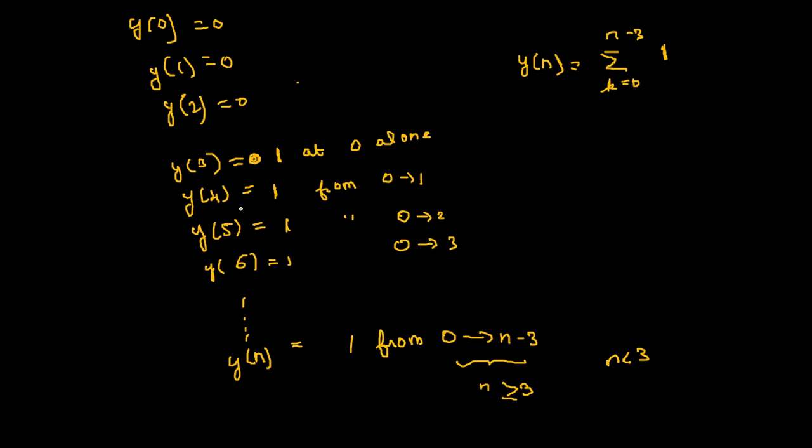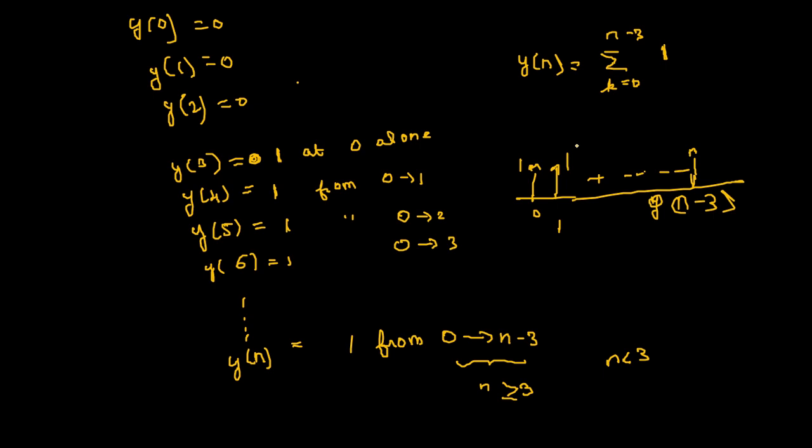Because basically I'm adding up ones. Let's take the example of y of 4. I'm adding the value of 1 at 0 and 1 at 1, right? So that is 2. So similarly, if I have y of n, I will be adding 1 from 0, 1 from 1, and so on till n minus 3. The value of the graph remains 1 at n minus 3. So I will add 1 these many times, right?